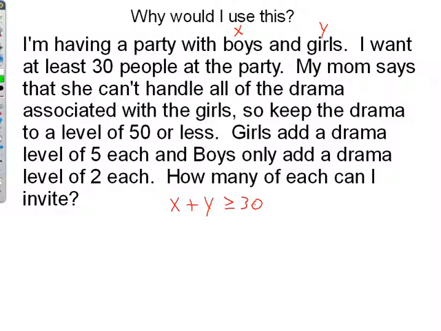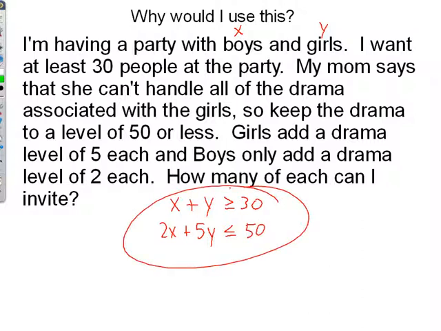And then my mom says that she can't handle all the drama associated with the girls. Sorry, ladies. So keep the drama level at 50 or less. Girls add a drama level of 5 each, so 5 times the number of girls will give me my drama level, and a level of 2 for each boy. She wanted me to keep the drama at less than or equal to 50. So here's my linear inequality statement.